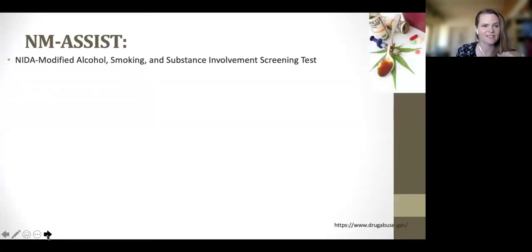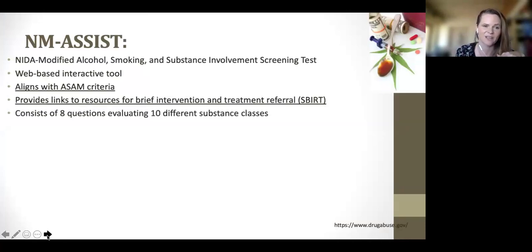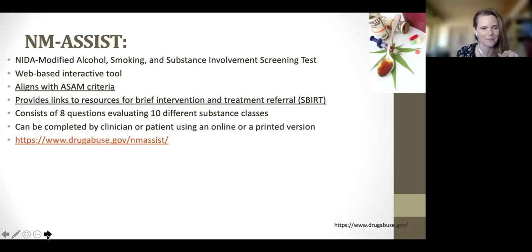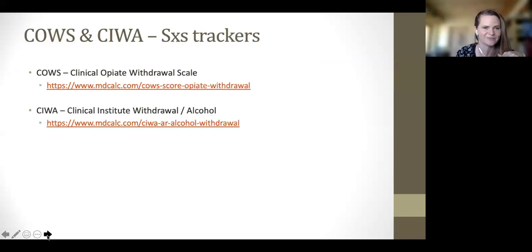The NIDA modified assist, like I said, this is one that's web-based and interactive, and so that's really helpful because it helps you to get to the criteria that are specific to that patient while they're in the office with you, so you can have that real-time conversation with them. And we have the link there. That's one I really encourage you all to check out if you're trying to integrate these tools in your setting. It's pretty straightforward, and there's a lot of backup, so to speak, if you do get confused.